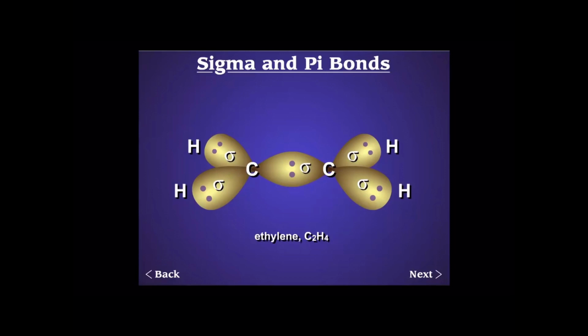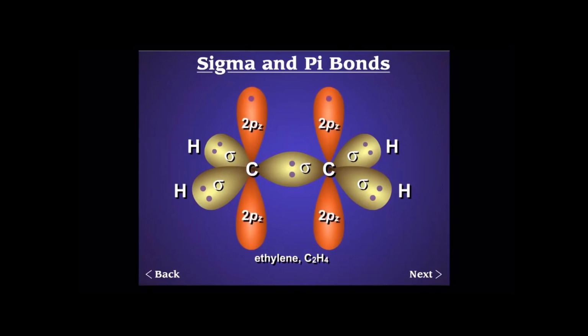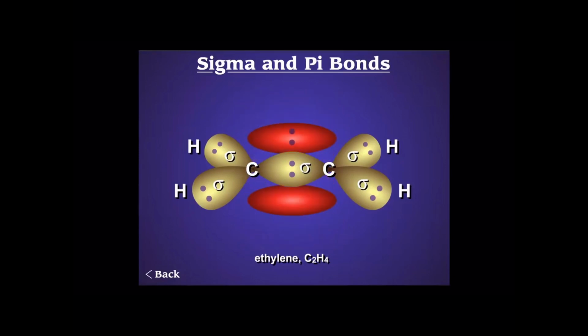Recall that when sp2 hybrids are formed, a pz orbital does not mix to form the hybrids. Each carbon atom has a 2pz orbital, perpendicular to the sp2 hybrids, that contains the fourth valence electron. The two pz orbitals can overlap in a side-to-side fashion. This type of covalent bond is called a pi bond.